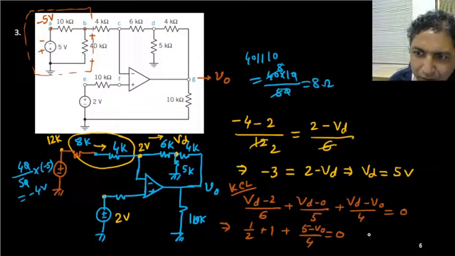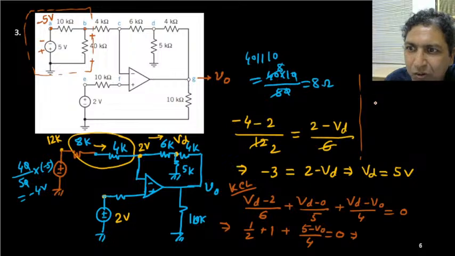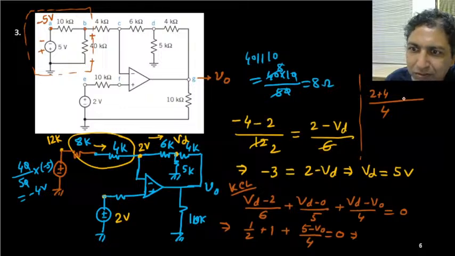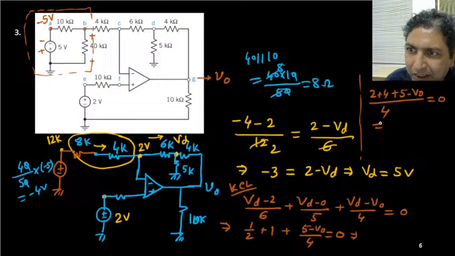Okay. So if you simplify it, what will you get? So I am writing here. Total LCM will be 4. This is your 2 plus 4 plus 5 minus V0, and that is equal to 0, and that implies V0 equals 11 volt.